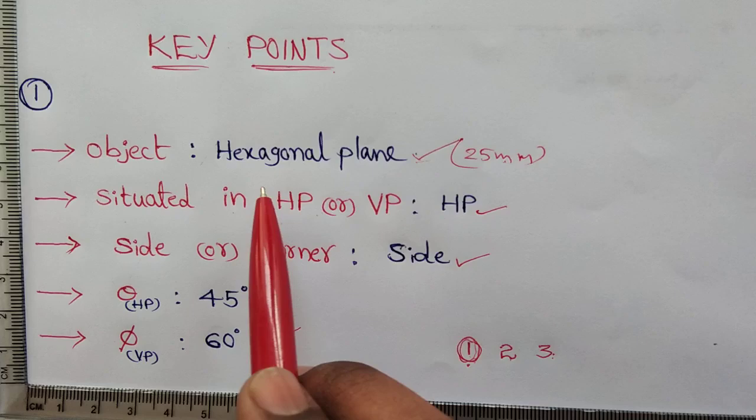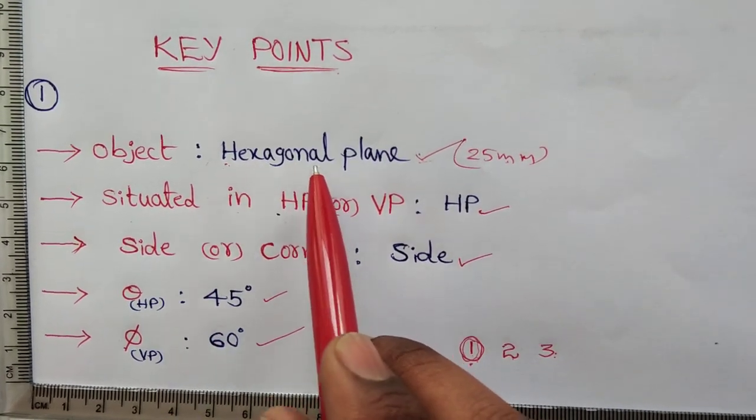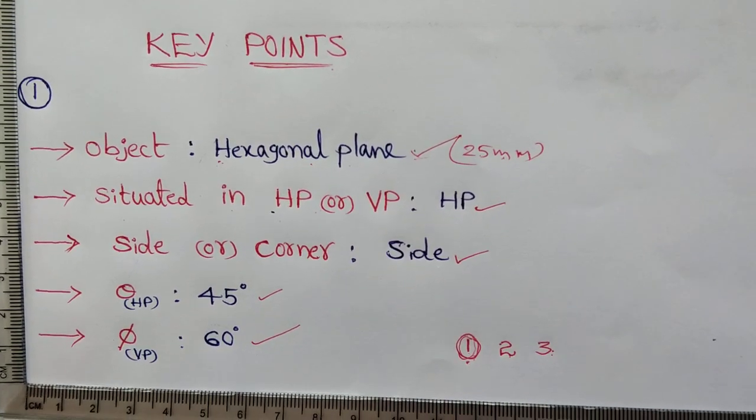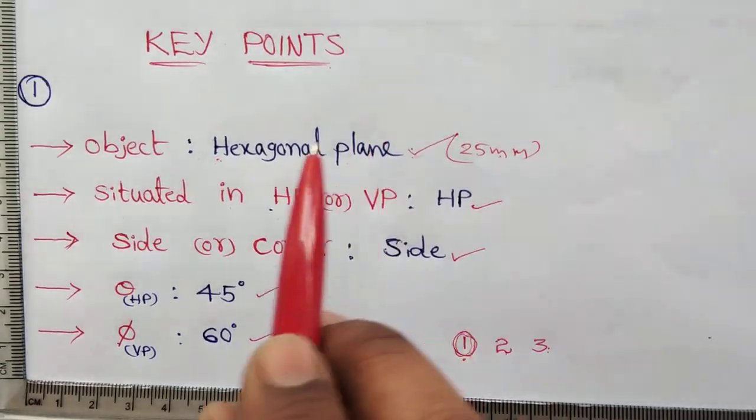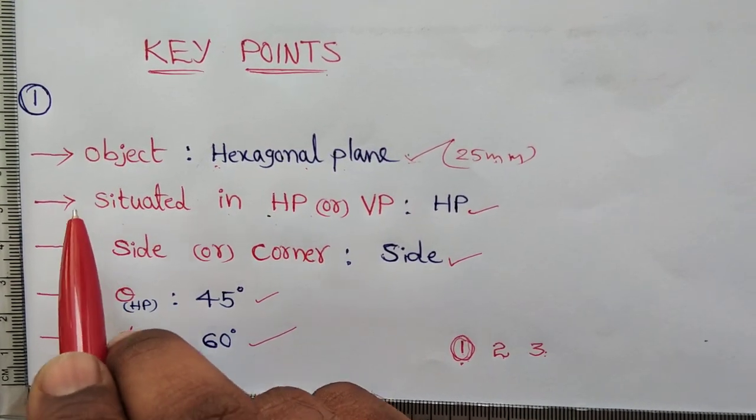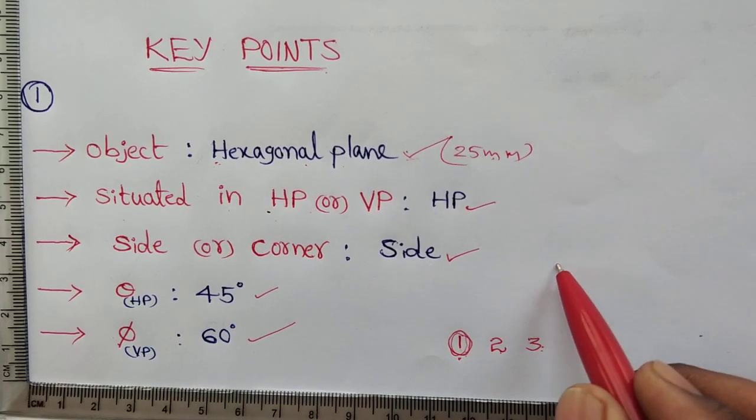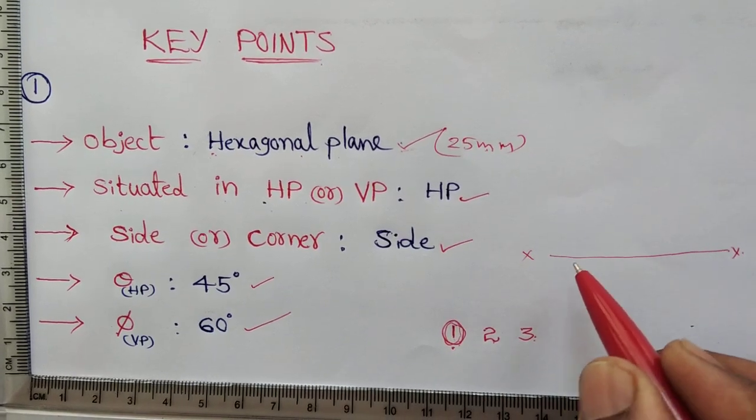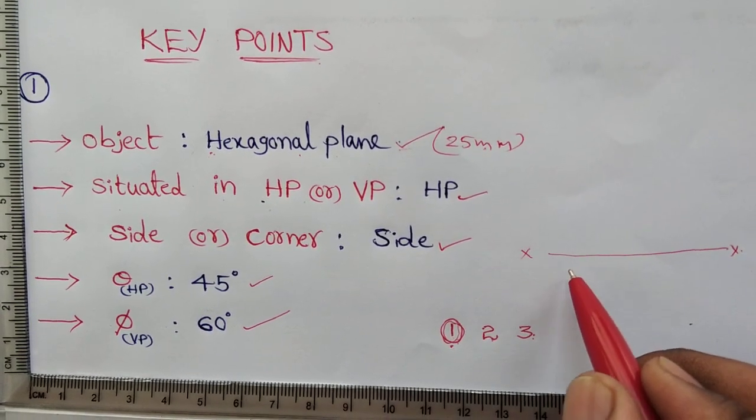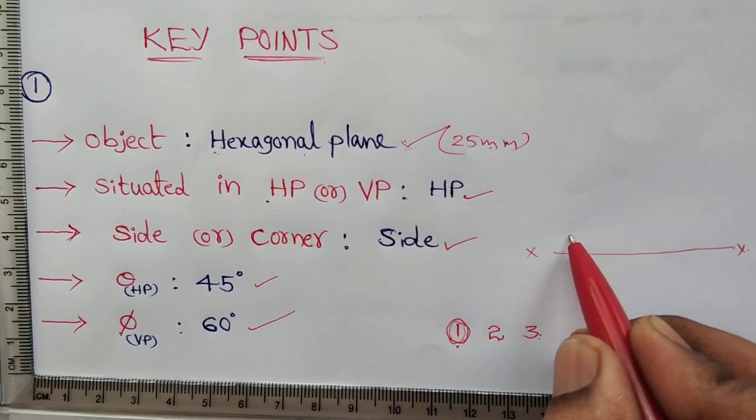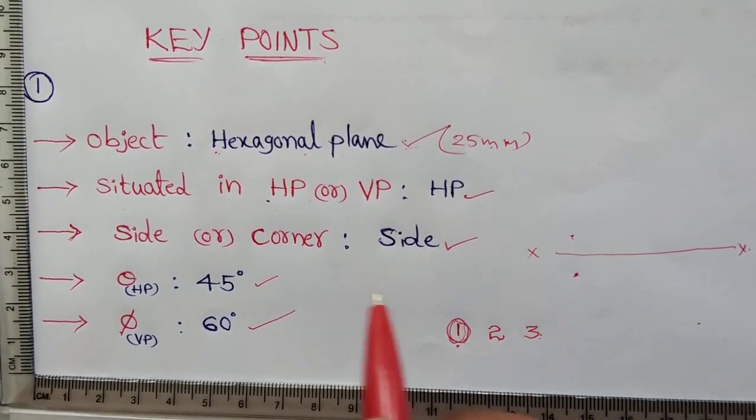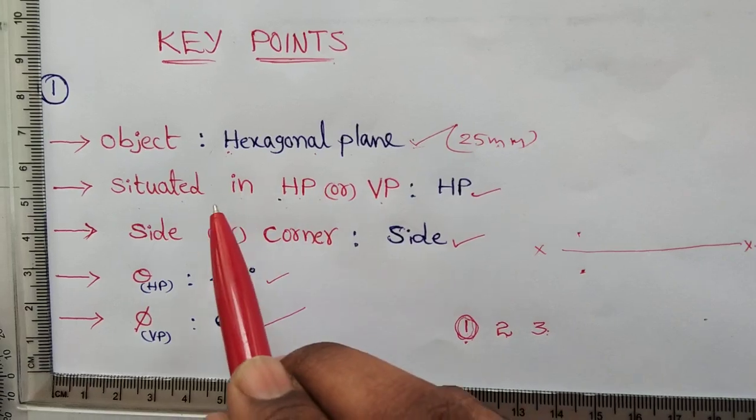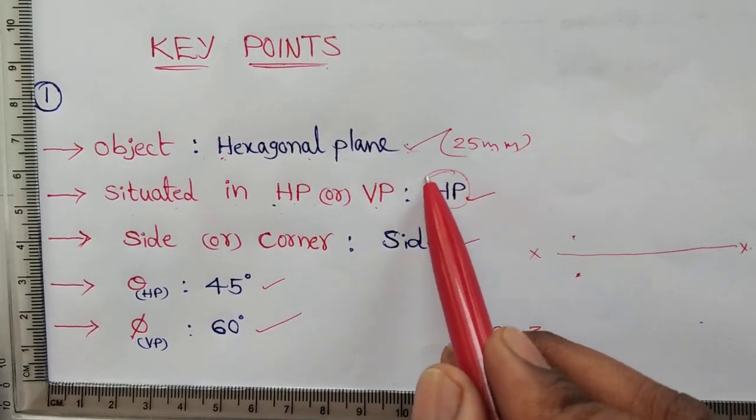Whenever we see the problem, we will have the plane surface, either hexagon or circle or whatever the plane. According to problem number 1, we have a hexagonal plane. The object is situated in the horizontal plane. That means if we have a reference line, in the simple position which view can be drawn initially, either front view or top view? How can we decide this? It depends on this condition, situated in the horizontal plane or vertical plane. According to the given condition, the object is located in the horizontal plane.